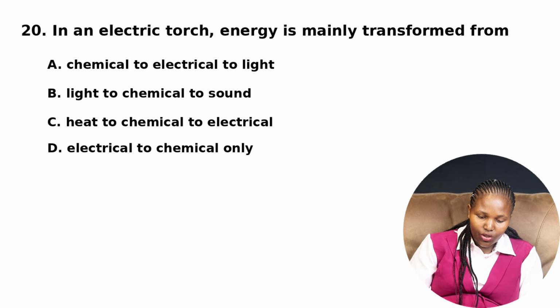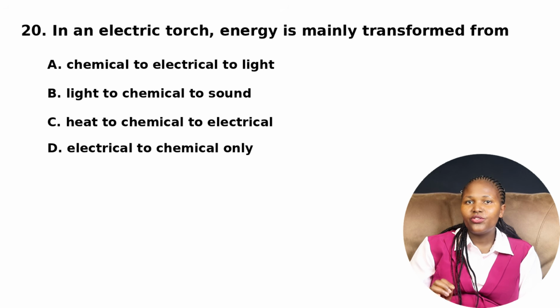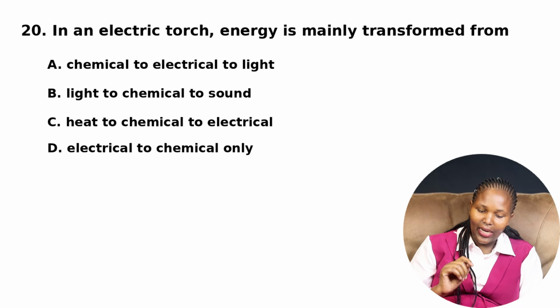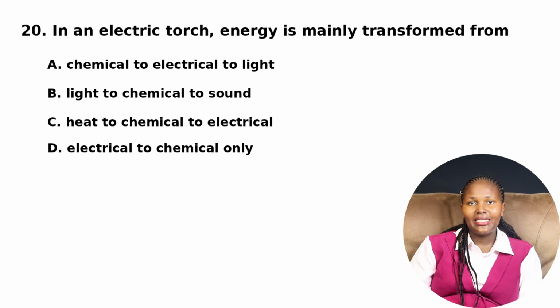In an electric torch, energy is mainly transformed from, it is usually chemical to electrical. So when it comes to a torch, chemical to electrical light. And that is option A, chemical to electrical light. When it comes to a torch, we are converting chemical to electrical light. Why? Because the cell supplies electrical energy that produces light. It is the cell that is supplying that electrical energy.